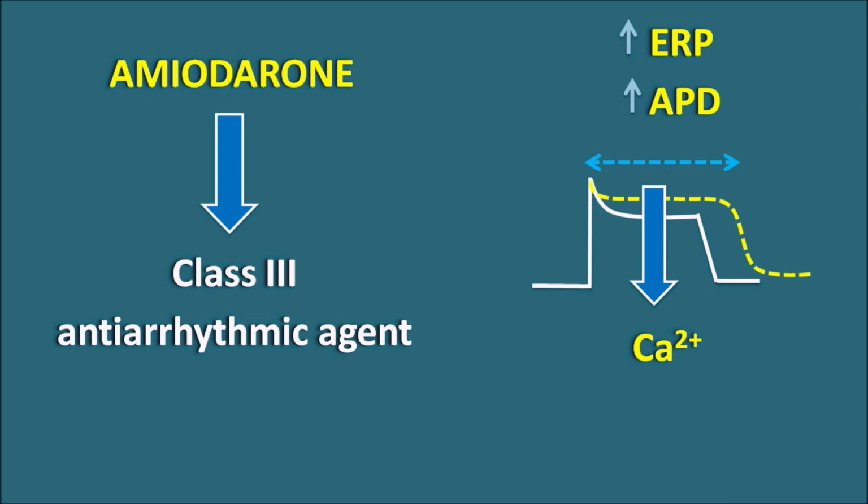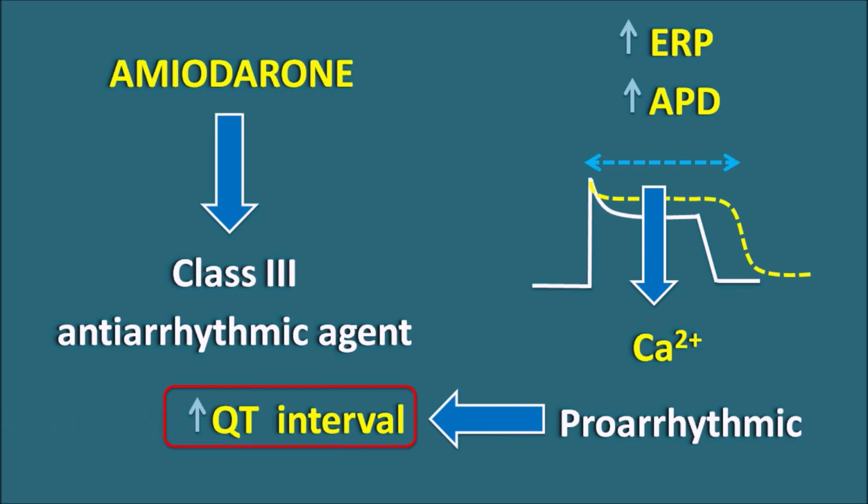So amiodarone, even though it is a class 3 antiarrhythmic agent, still acts as a proarrhythmic. That means this drug can again produce cardiac arrhythmias, and particularly it can increase the QT interval in the ECG, resulting in precipitation of a fatal condition, torsade de pointes. This torsade de pointes is a side effect that can be observed with all drugs within the class 3 antiarrhythmic agents, so it is not a specific side effect of amiodarone. But now let us see the different types of side effects that are mainly observed with amiodarone.